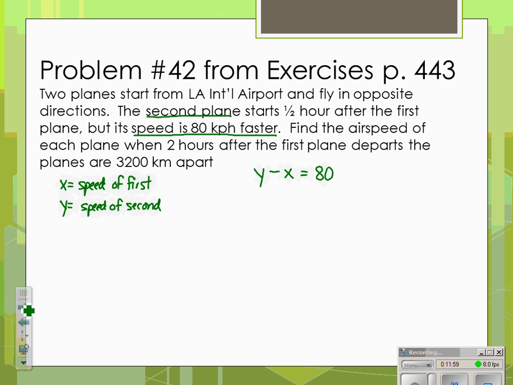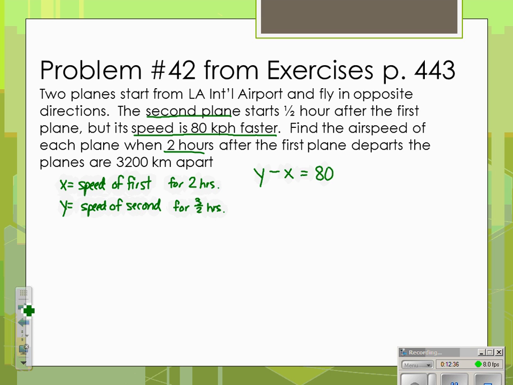Okay? Next equation, the other information that we know about this is that the one plane is flying for 2 hours. Okay, and the other one started a half hour after the first. So if the one went for 2 hours and the other one went a half hour less than that, the other went for 1.5 hours. So this one went for 2 hours. This one had to have gone for 3/2 of an hour.